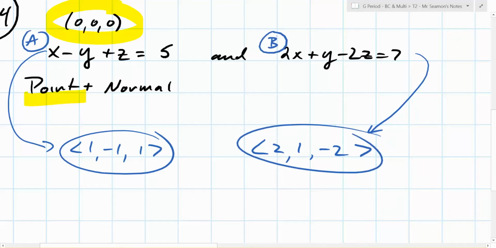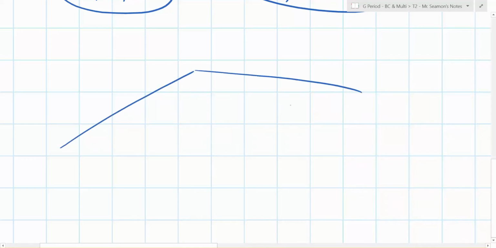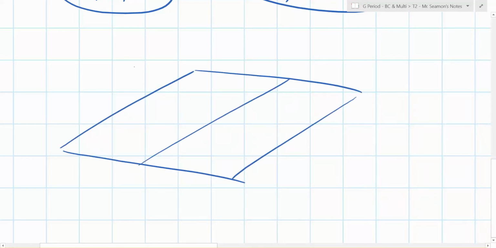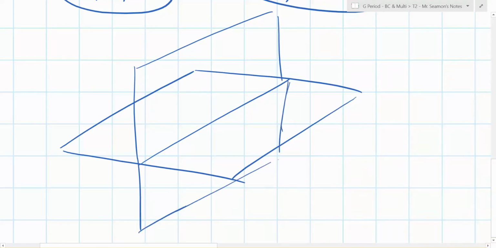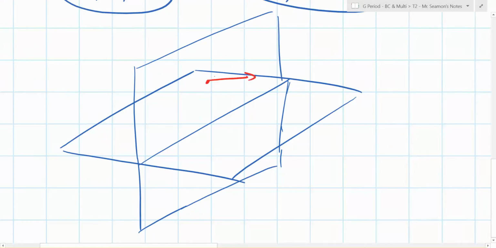They're the normal vectors of each respective plane. They're normal to both of them, correct? So if you had these two planes sitting in space, here's one plane, and here's where they intersect. So you have these two planes right here, and you have the component form for two normal vectors. You have this vector right here, and you have this vector right here.